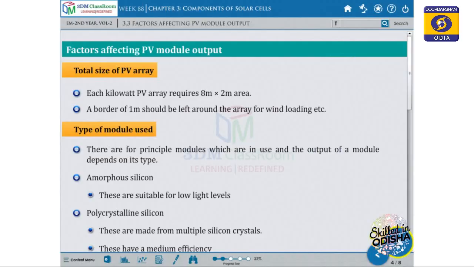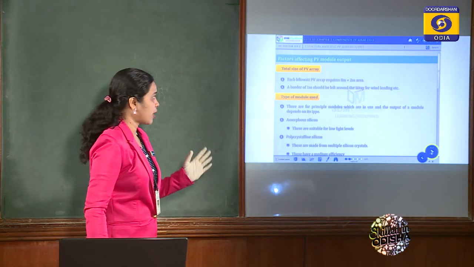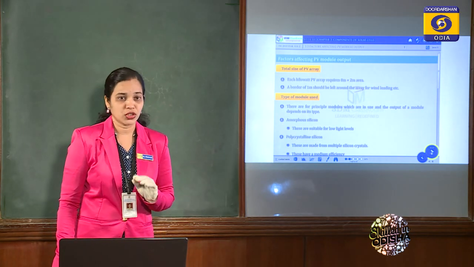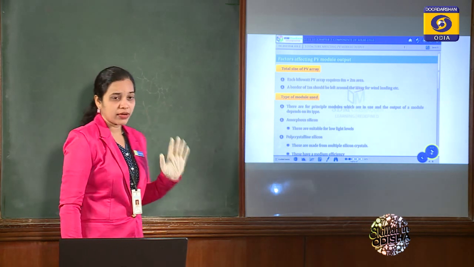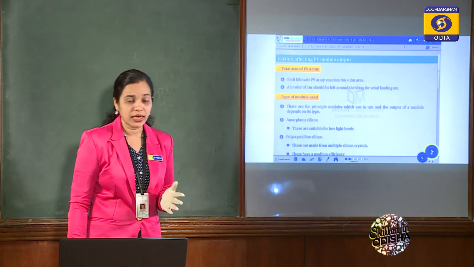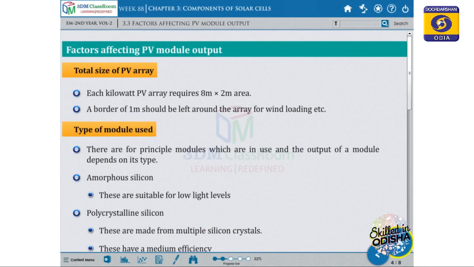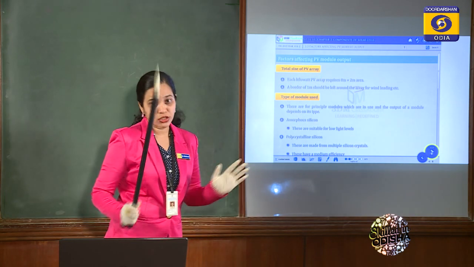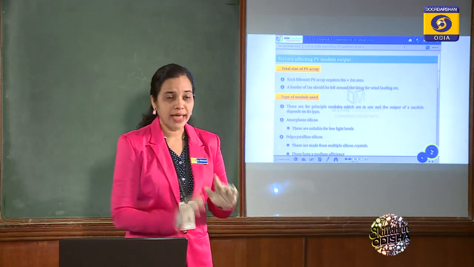Some factors affecting photovoltaic module output. The output voltage we receive from the photovoltaic cell is affected by some factors. We will now discuss what factors might affect the output of a photovoltaic cell. The first factor is the total size of a photovoltaic array. An array means a big assembly in which many photovoltaic modules are connected in series and parallel. So the output of a photovoltaic system depends on the size of the array.